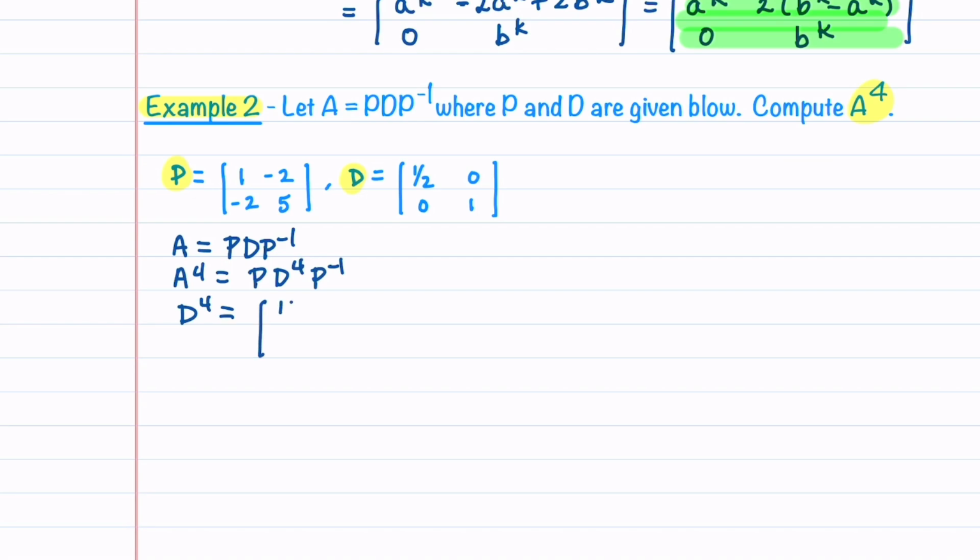Before we put everything together, let's first compute matrix D to the fourth. That's going to be our matrix D with our diagonal entries raised to the fourth power. And this is equal to the matrix 1 over 16, 0, 0, and 1.